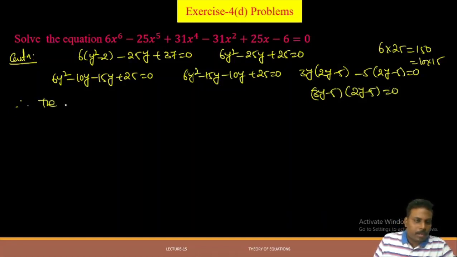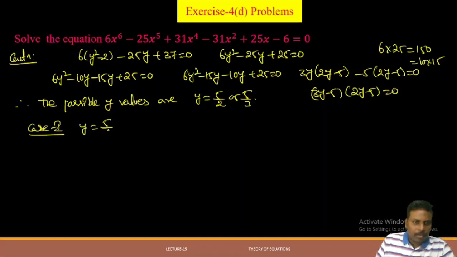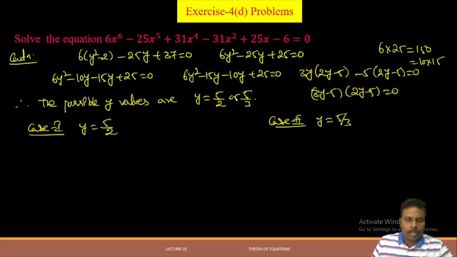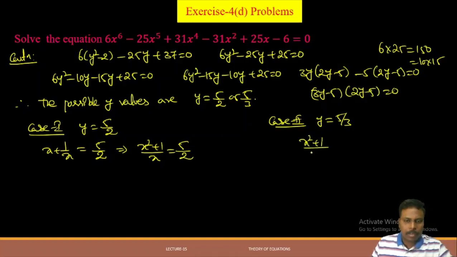Therefore, the possible y values are y is equal to 5 by 2 or 5 by 3. This is case 1, y is equal to 5 by 2, and this is case 2, y is equal to 5 by 3. Now let me substitute back. What is y? y is equal to x plus 1 by x. This implies x plus 1 by x is equal to 5 by 2, and x plus 1 by x is equal to 5 by 3.